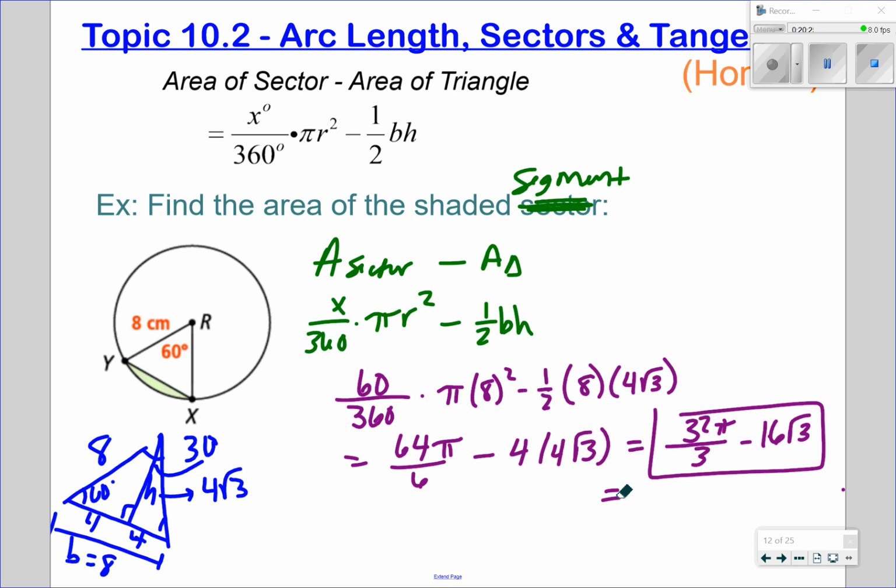If you were asked to round to the nearest 10th, you would simply put that 32 pi over 3 into your calculator, subtract the value or the product of 16 and root 3, and you get 5.8, and this would be square centimeters. So your crust would be 5.8 square centimeters of area.